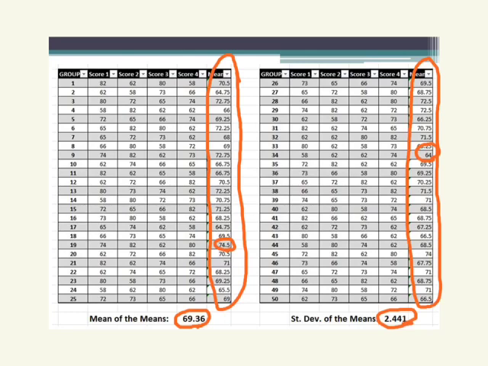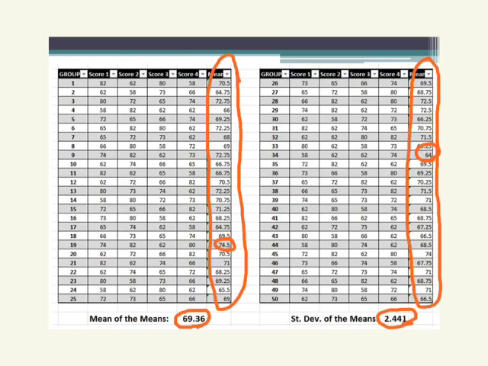Now, the other thing that I want you to notice, remember our standard deviation of the population originally was over 7. It was 7.63. But our standard deviation of the sampling distribution is much smaller. It's 2.441. Now, statistically speaking, is that a good thing or a bad thing? Well, I hope you said that's a good thing. We know the less variable our data is, the more closely centered it is.